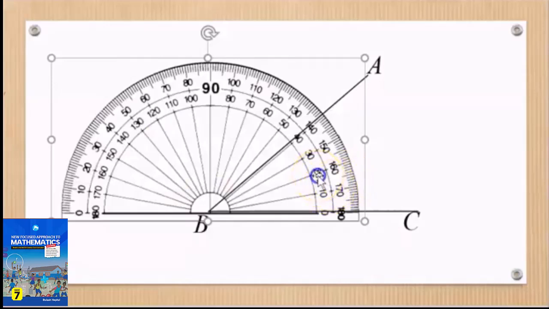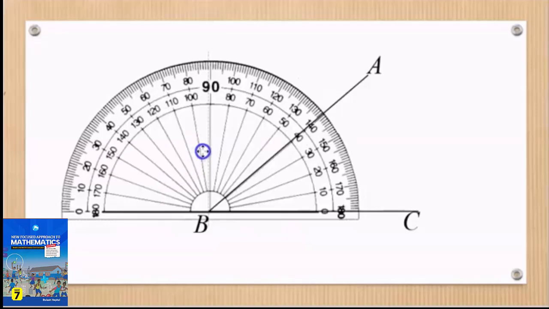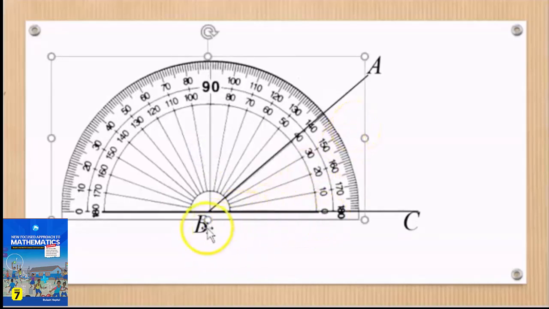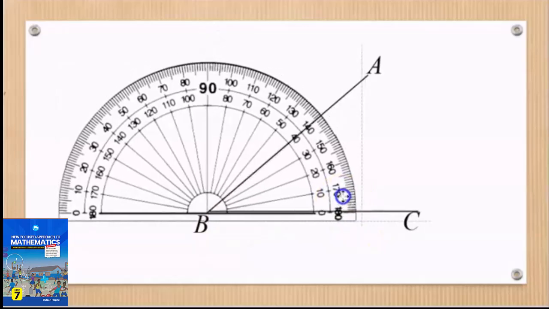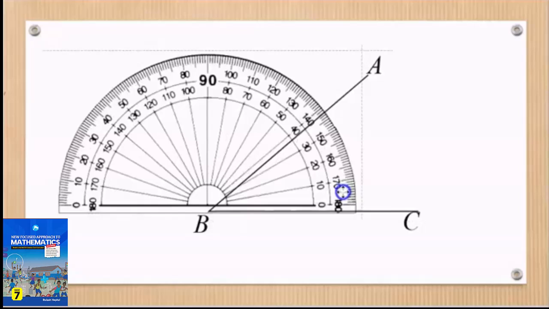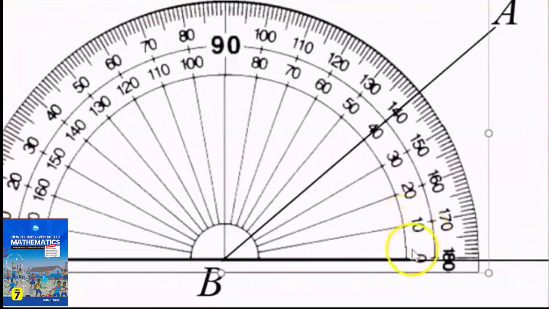So first, we make sure the middle line of our protractor coincides with the meeting point of the line AB and the line BC. And then also make sure that the line BC, which is our starting point, also coincides with the baseline of the protractor, exactly as I'm demonstrating here. So now it's time for us to do our reading.